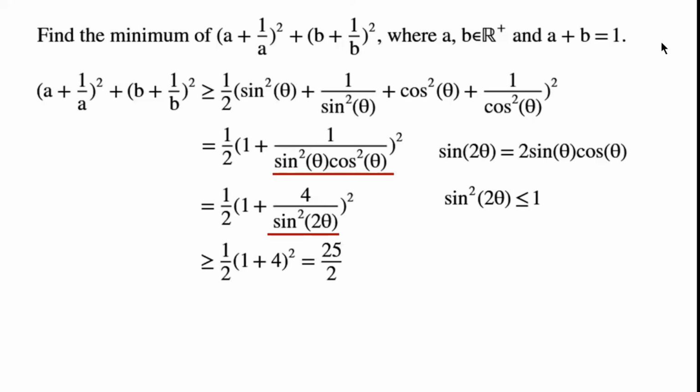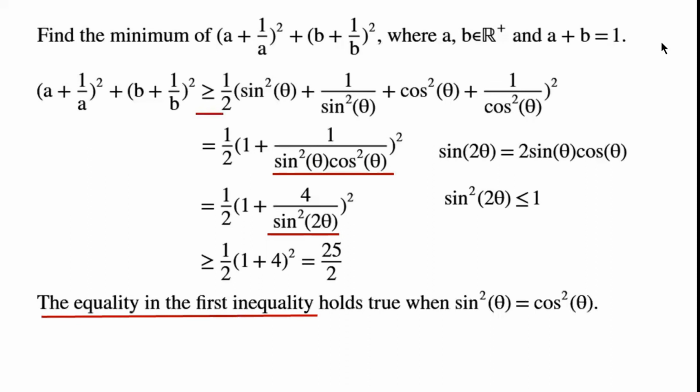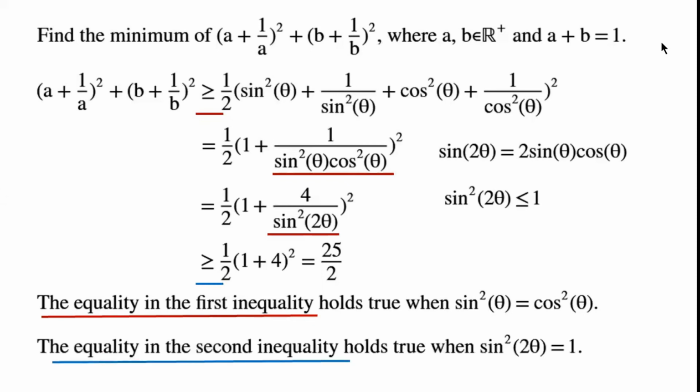So we can now write it is greater than or equal to 1/2 times (1 plus 4) all squared, which is 25 over 2. The equality in the first inequality holds true when sine squared theta equals cosine squared theta. The equality in the second inequality holds true when sine squared 2 theta equals 1.